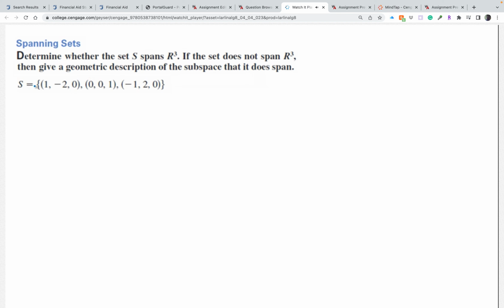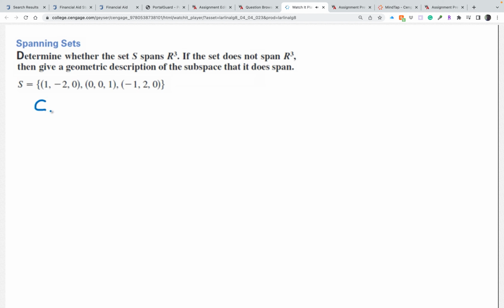So we have the set S consisting of the vectors (1, -2, 0), (0, 0, 1), and finally (-1, 2, 0). So if this set does in fact span R3, then that means that we should be able to take some linear combination of the three vectors.